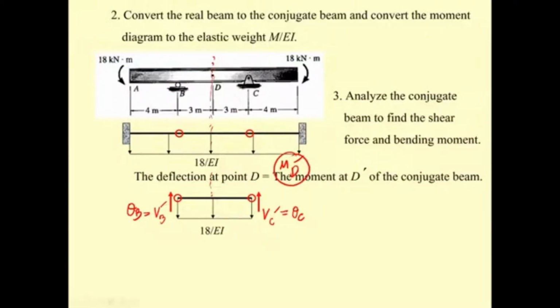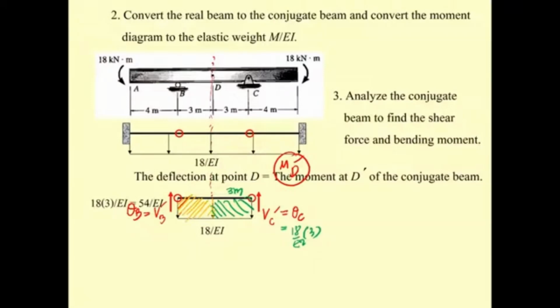So we can see that by symmetry, the elastic weight here will distribute to the left, and the elastic weight here is going to distribute to the right. And this is 3 meters. V sub C prime is going to be 18 divided by EI times 3, and then you can get this one as 54 divided by EI on both sides.